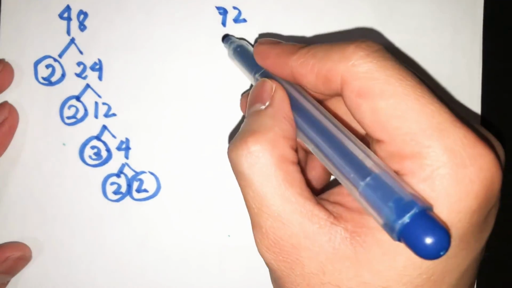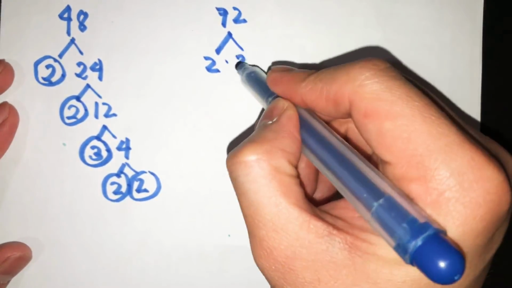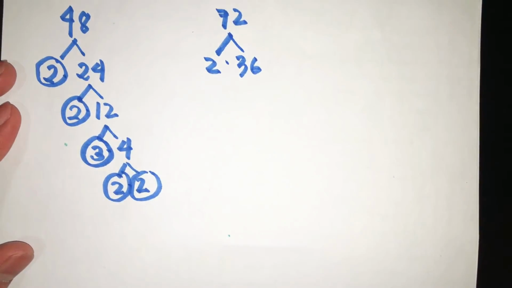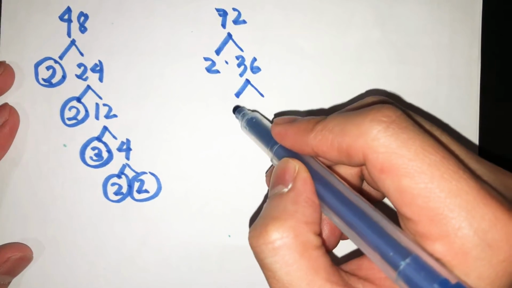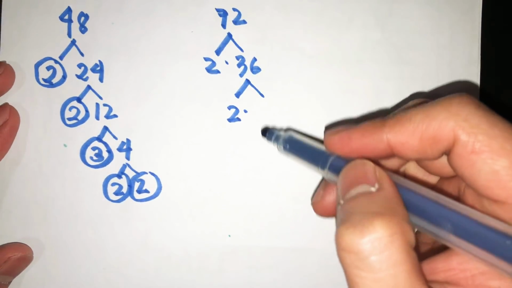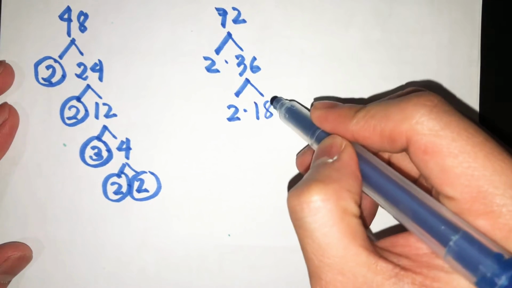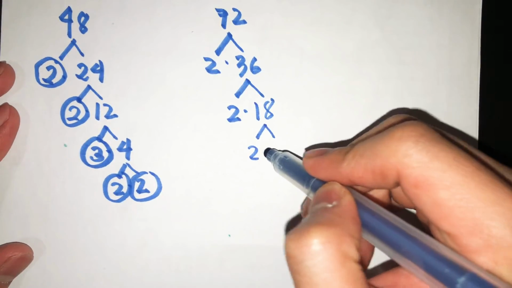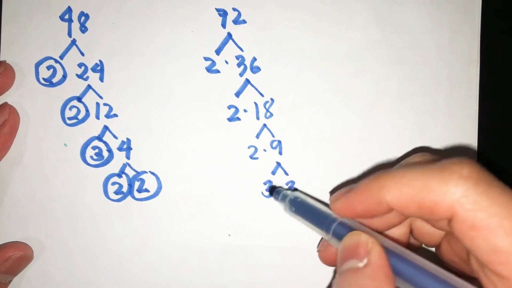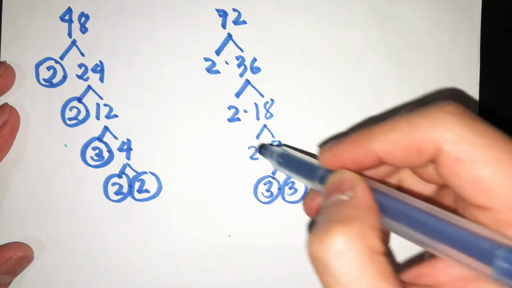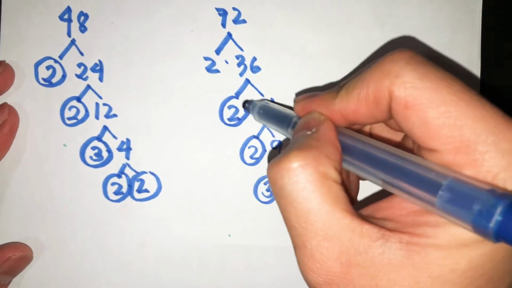Okay, for 72, so we have now 2 times 36. Then we have 2 times 18, then we have 2 times 9, then we have 3 times 3. So these are the prime factors.